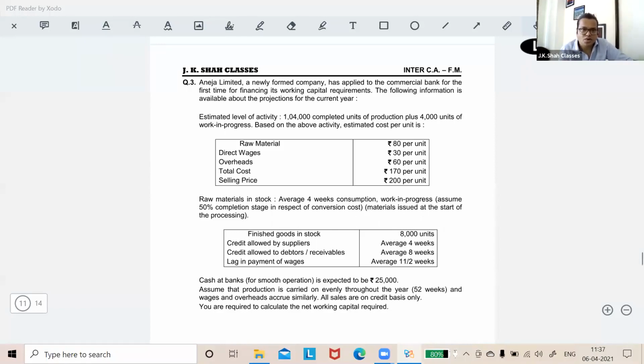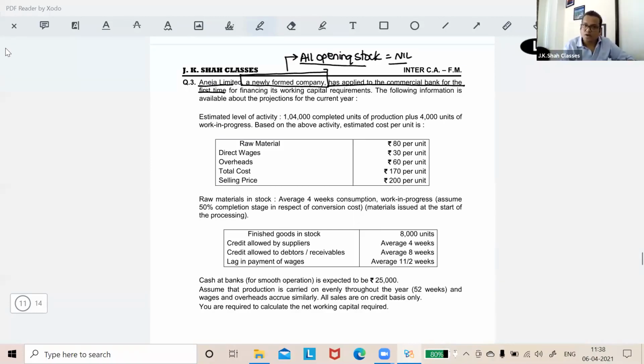Fine. Let's come to question number 3. Shall we start, guys? Everyone out there listening? Okay. So, a newly formed company has applied to the commercial bank for the first time. Now, this is a newly formed company. So, remember, all opening stock is equal to what? Nil. Okay. The following information is available about the projection.